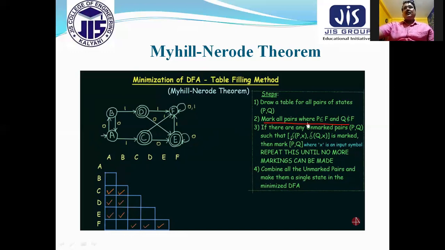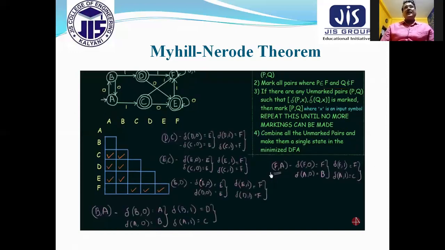Now the next step says: if there is any unmarked pair P and Q such that the transitions of P and Q on both inputs, 1 and 0, lead to a marked pair, then mark the pair P, Q. We have to repeat this until no more marking can be made. Now we have to see what the pair is. This is B and A. We have to check whether B and A lead to any marked pair or not. Now we can check in this figure.